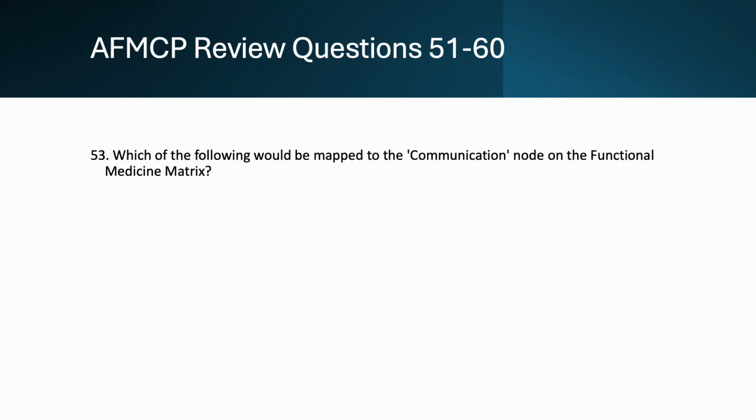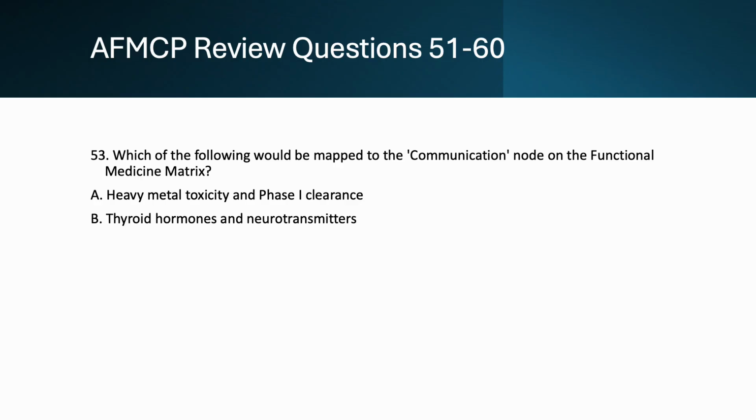Question number 53. Which of the following would be mapped to the communication node on the functional medicine matrix? A. Heavy metal toxicity and phase 1 clearance. B. Thyroid hormones and neurotransmitters. C. Digestive enzymes and bile salts. D. Capillary permeability and lymph flow.